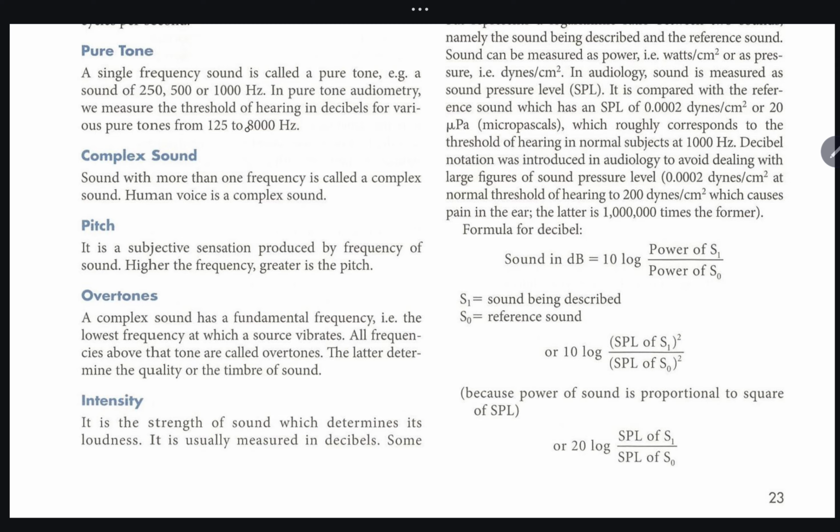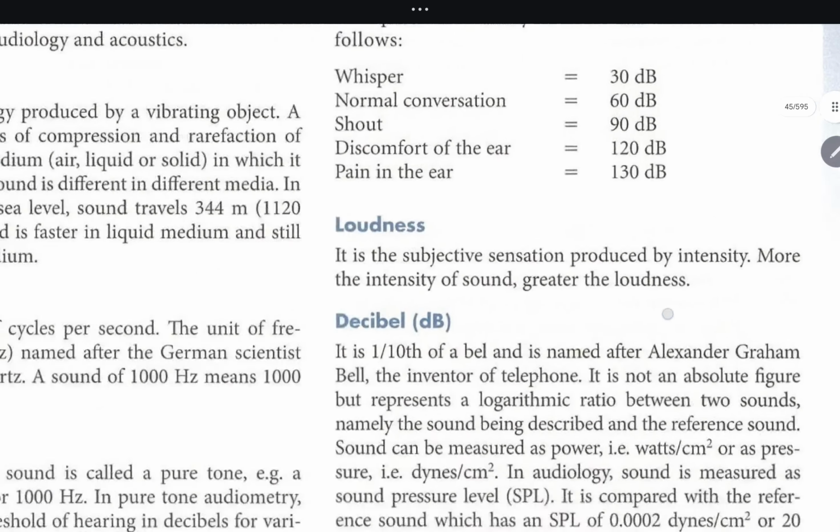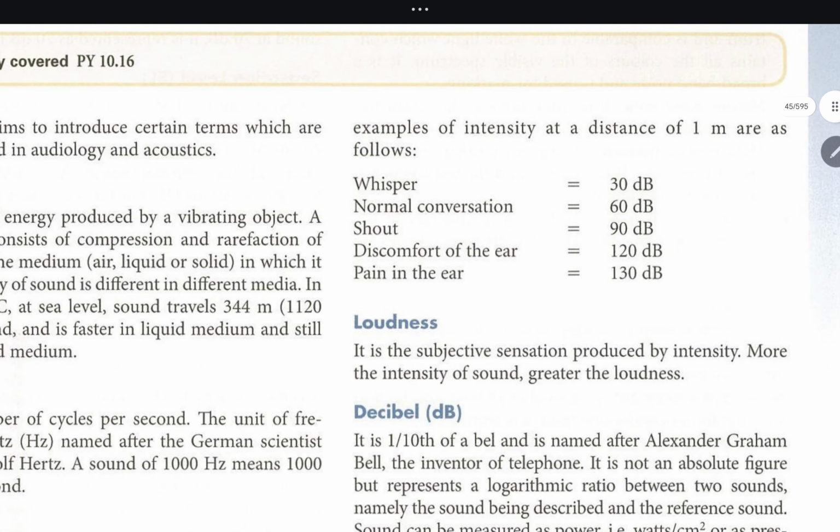Intensity. It is the strength of sound which determines its loudness. It is usually measured in decibels. Some examples of intensity at a distance of 1 meter are as follows: whisper 30 decibels, normal conversation 60 decibels, shout 90 decibels, discomfort of the ear 120 decibels, pain in the ear 130 decibels.